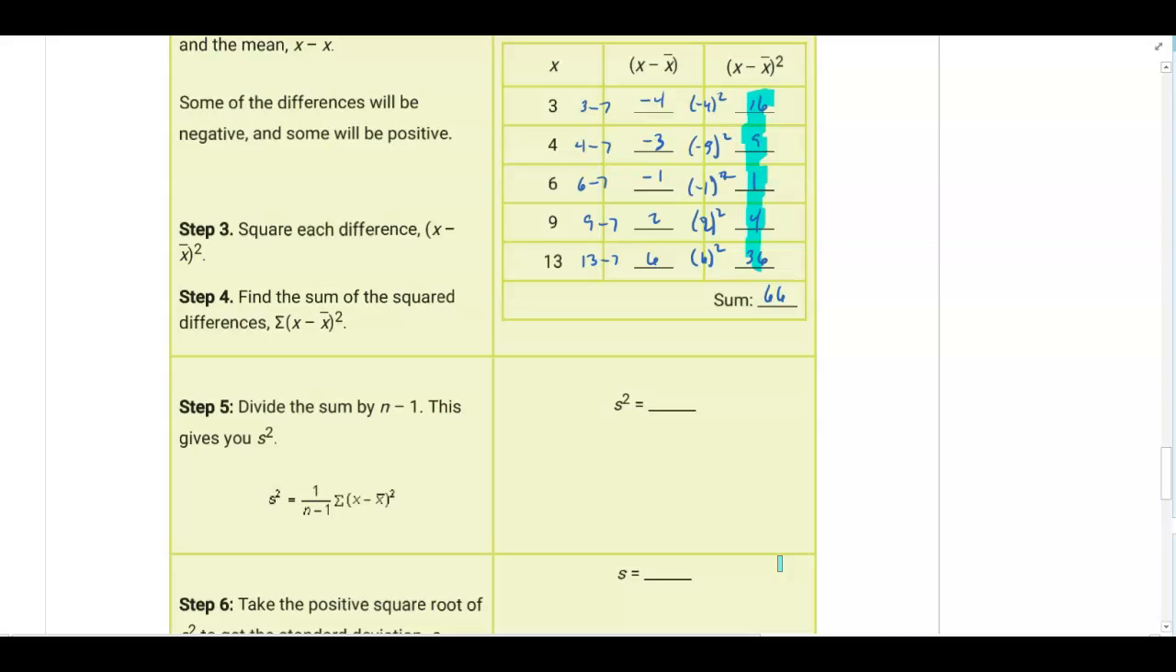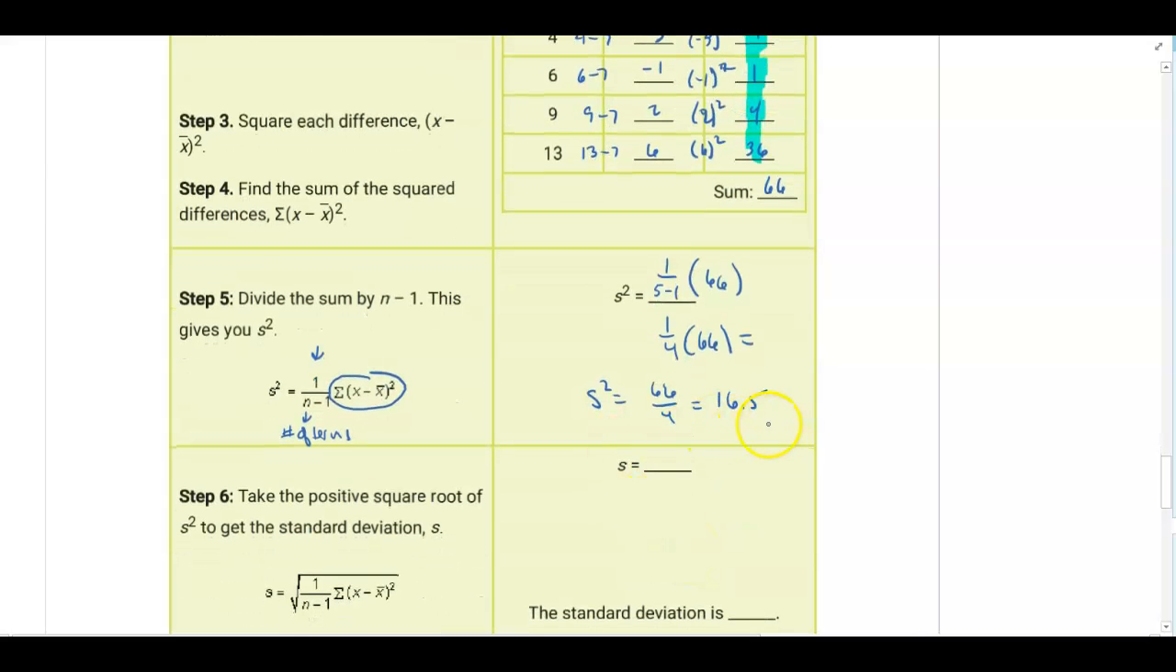Now what they're going to do is have you take the sum that we just got here, which is 66, and multiply it by 1 over the number of terms, that's n, minus 1. So s squared is equal to 1 over, how many terms did I have? 1, 2, 3, 4, 5. So 1 over 5 minus 1 times, what was my sum here? That was 66. So that gives me 1 over 4 times 66. So s squared equals 66 over 4, which is 16.5.